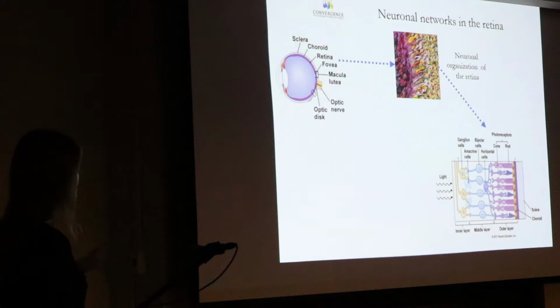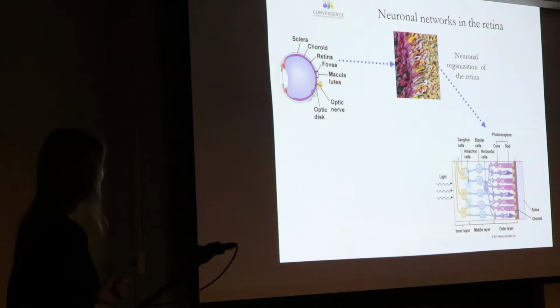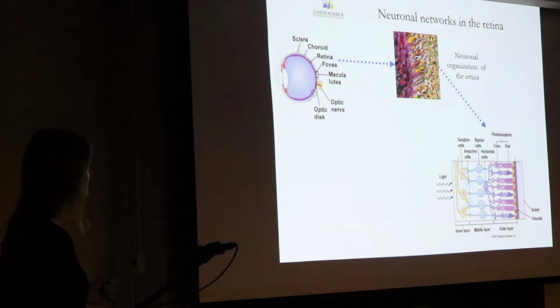So the message I want to give you from this image is basically that you have very different neuronal types. They're all neurons, but they all look different, and they all have different functions, and they work together in order to make you able to see.